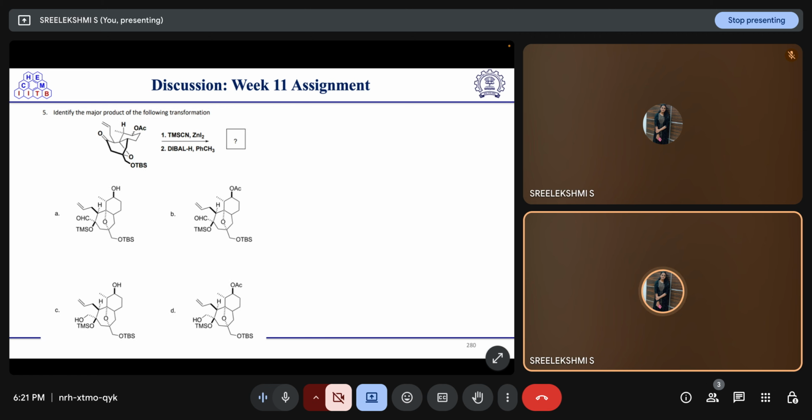Moving to the next question, identify the major product of the following transformation. This particular compound is treated with TMSCN and zinc iodide in the first step, and in the second step with DIBAL-H in toluene solvent. Which will be the major product formed here?